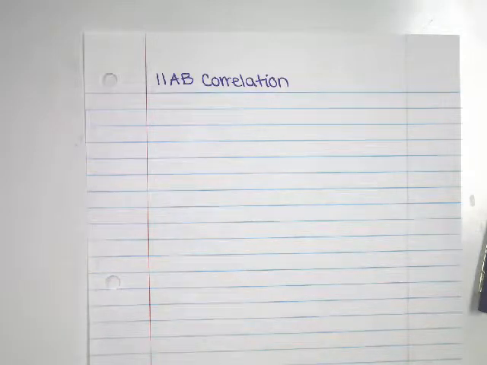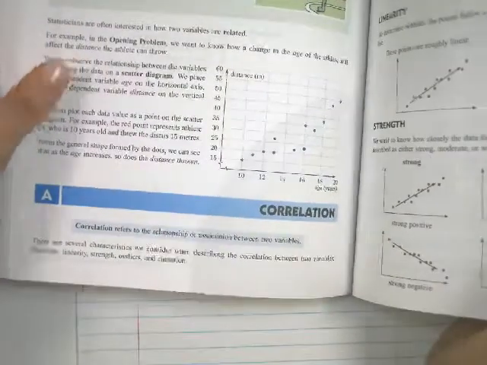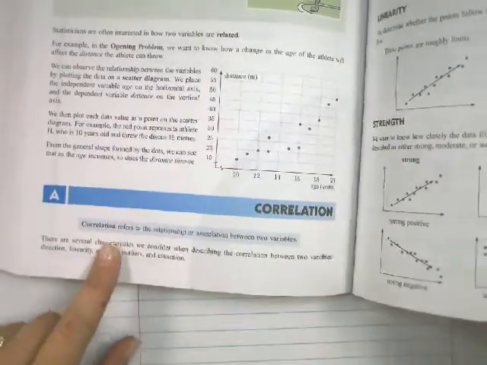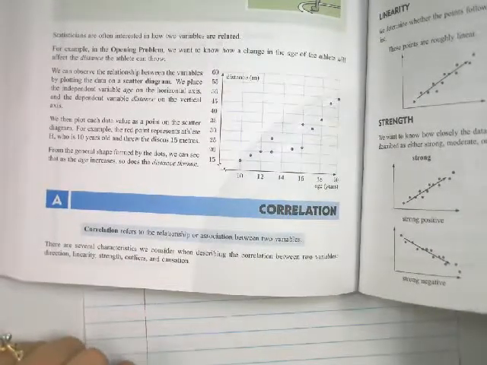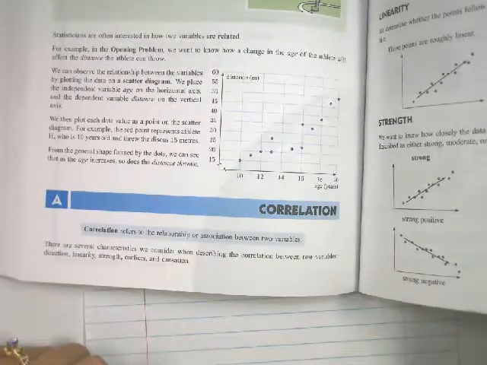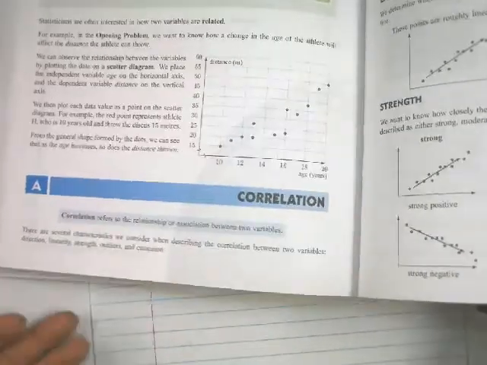Chapter 11 starts by discussing correlation. 11a, I think, is pretty straightforward, and if you would like, you can go through and read the textbook about 11a. So I'm actually just going to show the textbook under the video and talk through some of the main points. It says that correlation refers to the relationship or association between two variables. So correlation is determining how two variables are related to one another.